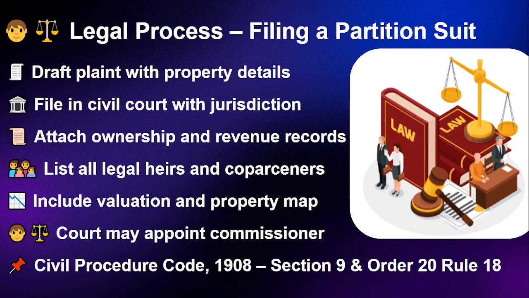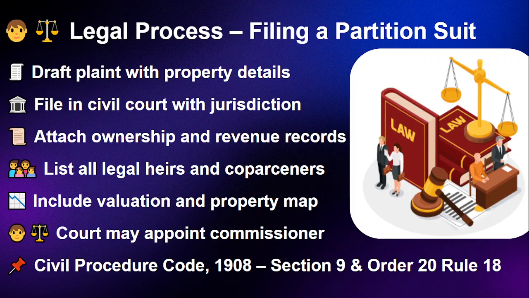Filing a partition suit begins with drafting a plaint that clearly outlines the property in question. You must file it in the appropriate civil court with territorial and pecuniary jurisdiction. Attach all relevant documents, ownership records, revenue extracts, and mutation entries. List every legal heir and coparcener, even if they're not currently disputing the property. Include a valuation report and, if possible, a property map to aid the court's understanding.